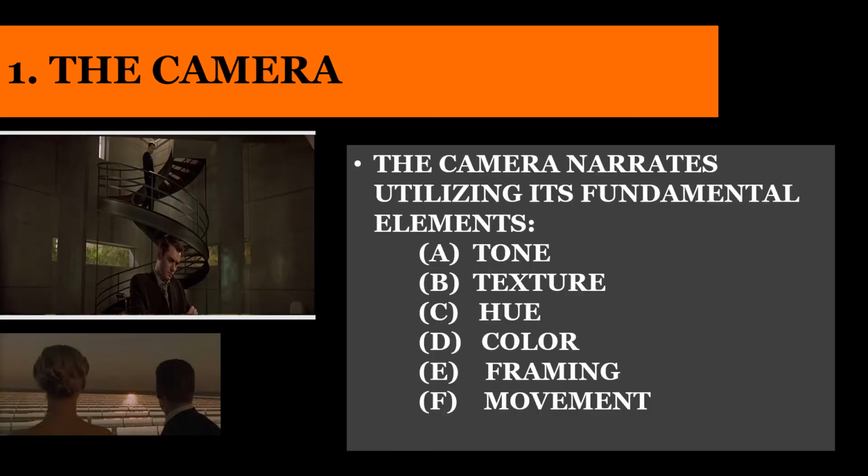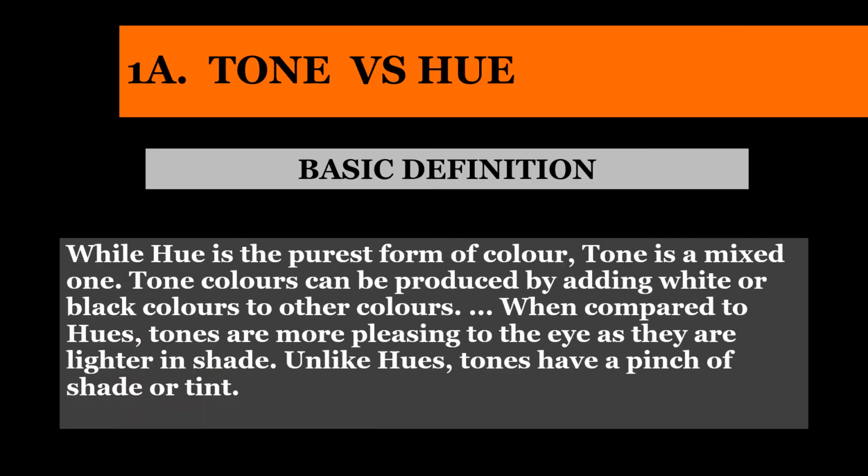You see, the camera narrates utilizing the following fundamental elements: tone, texture, hue, color, framing, and movement. I repeat, it's all about tone, texture, hue, color, framing, and movement that the camera is able to create the rudiments and the elements of a story. Now, the question is, what is the basic difference between tone and hue?